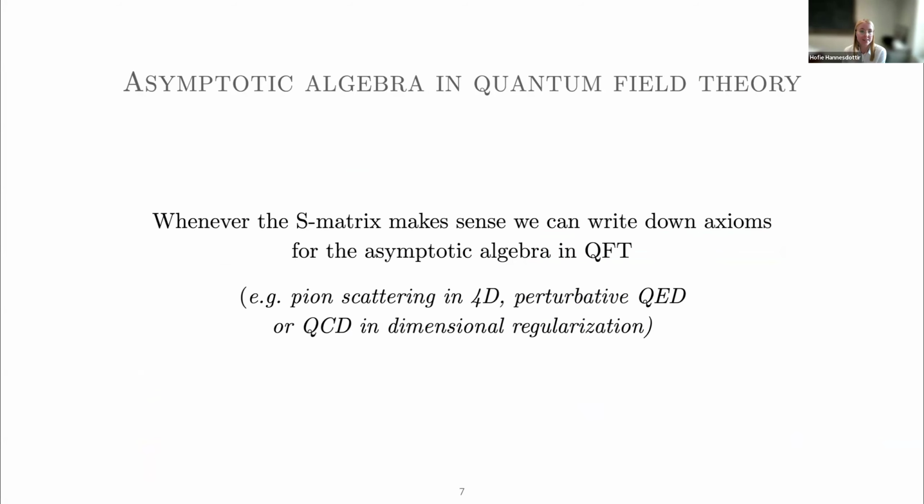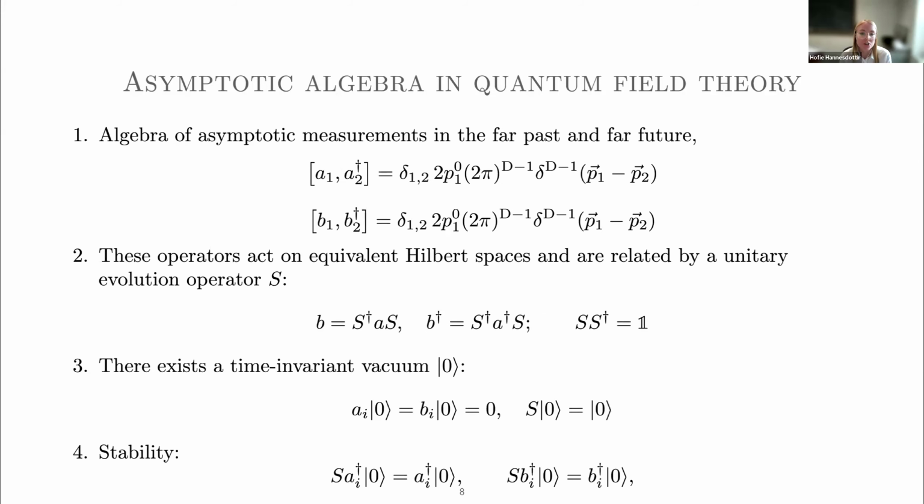So the first thing that we're going to talk about is the asymptotic algebra in quantum field theory. And before we do that, let me emphasize that we can use this asymptotic algebra whenever the S matrix makes sense. And that's when we're going to write down axioms for this asymptotic algebra. So for example, this could be something like pion scattering in 4 dimensions, which is perfectly infrared finite, but it's also fine to use this construction, for example, in perturbative QED or QCD, as long as we use dimensional regularization or any other regulator for the divergences that we have. So that was just a point that I wanted to emphasize, that a lot of what we're going to talk about is going to be non-perturbative, but it's absolutely fine to expand in perturbation theory as well, despite having infrared divergences, for example. So here is the algebra.